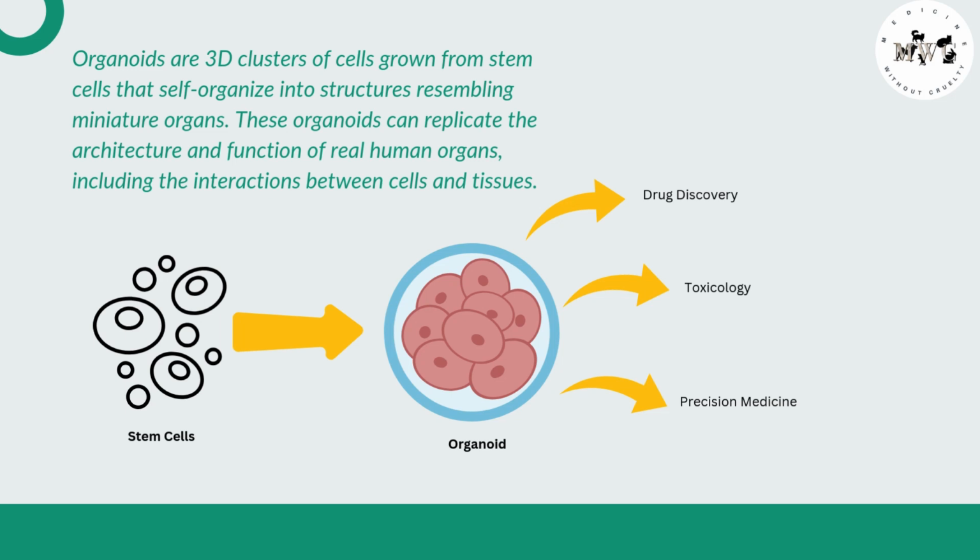Now, coming back to organoids, they replicate the architecture and function of real human organs, including the interaction between cells and tissues. Now, this is important because in the lab, scientists use organoids to model specific human organs such as the brain, liver, or lungs. This allows researchers to study how diseases affect organs or how drugs interact with specific tissues, providing an accurate understanding of human biology. And there are many different ways that organoids can be used within science and research.